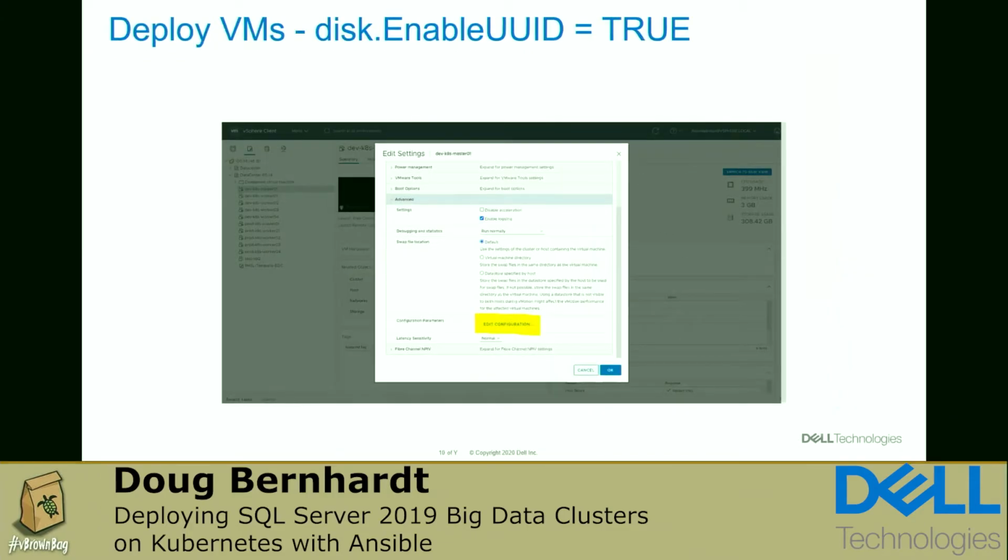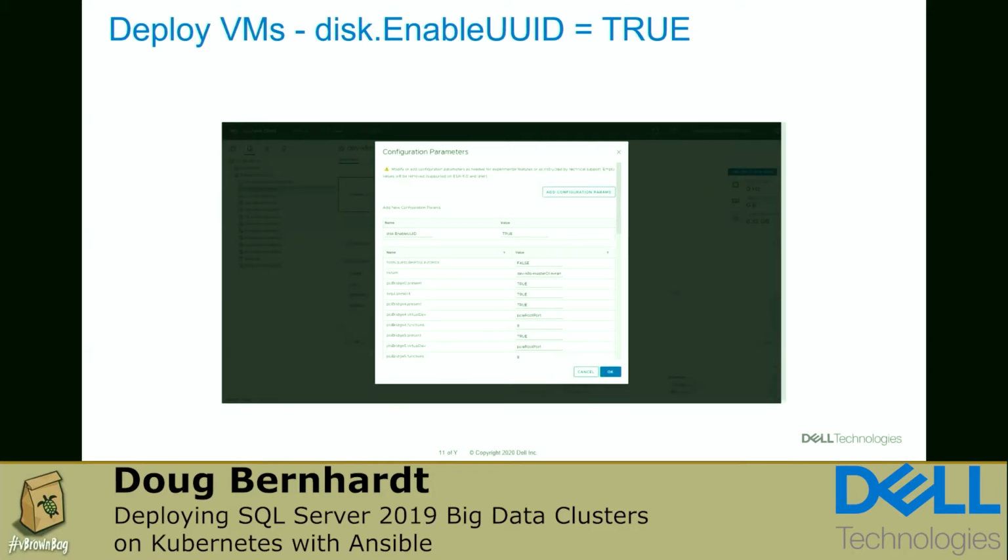Since setting the disk UUID property is so important, let's quickly run through how to do that. Select a VM, in this case the one to be used as a template, and go to Edit Settings, VM Options, and then click the Advanced section and choose Edit Configuration. Here, choose Add Configuration Params and enter disk.enableUUID for the name, true for the value, and click OK.